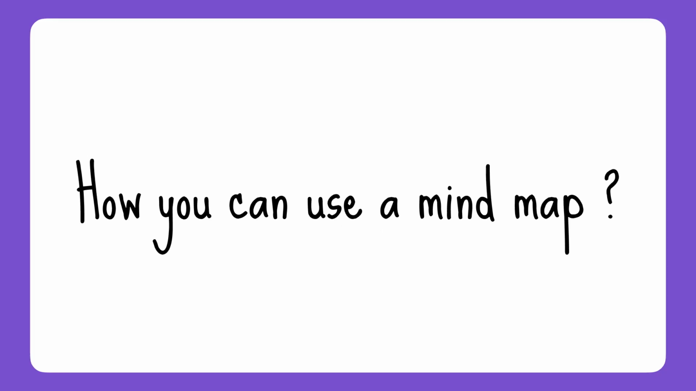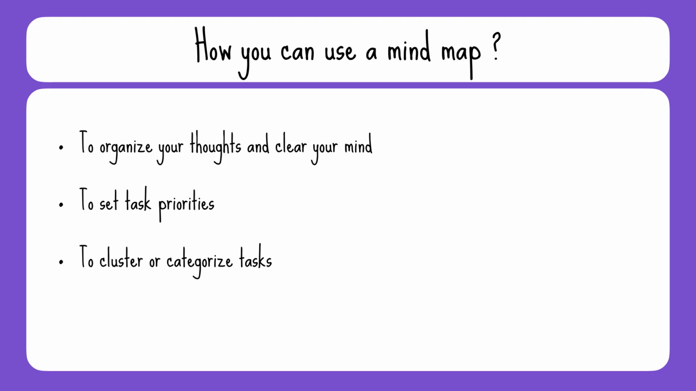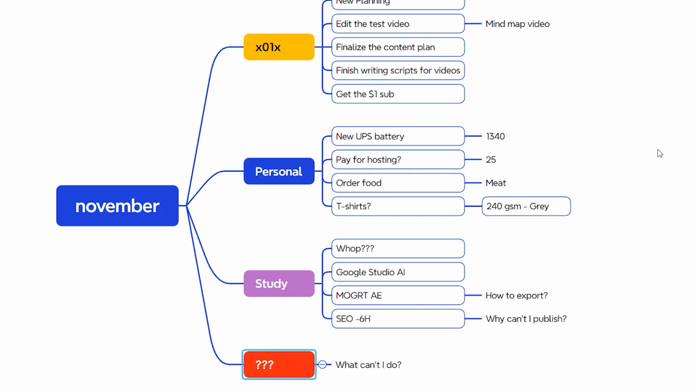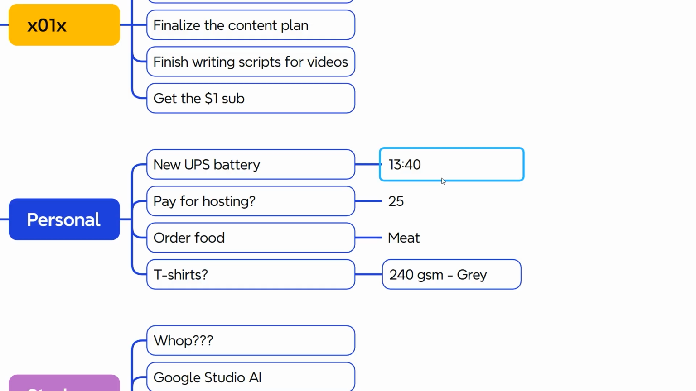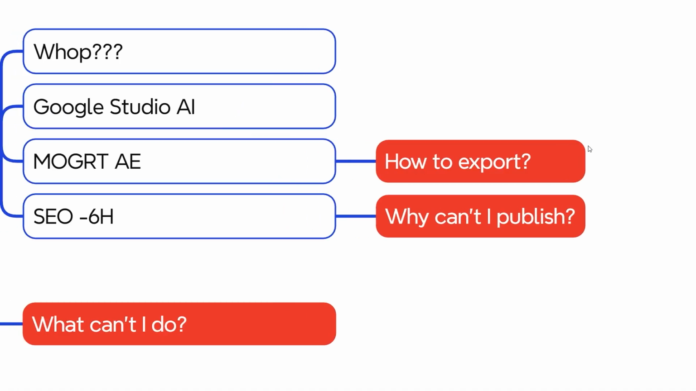How you can use a mind map: to organize your thoughts and clear your mind, to set task priorities, to cluster or categorize tasks, to brainstorm and solve problems. Personally, I group all my tasks and add details like time, costs, and so on. I also use a question-based system, which I'll cover in one of my future videos.